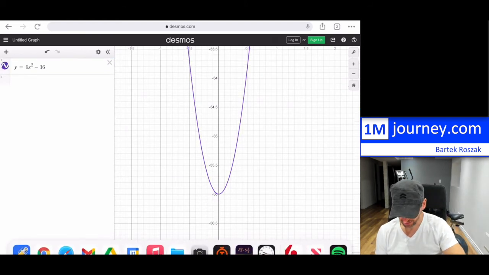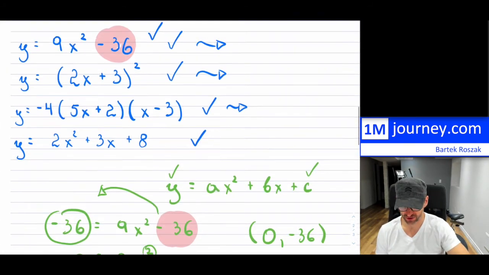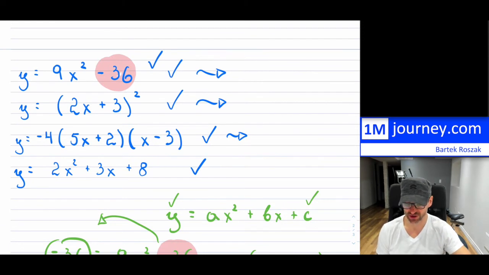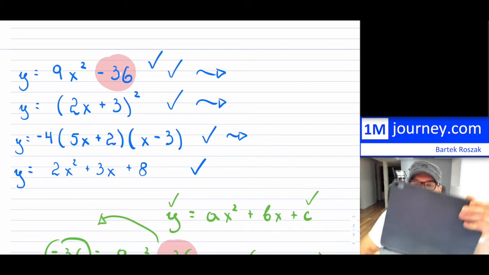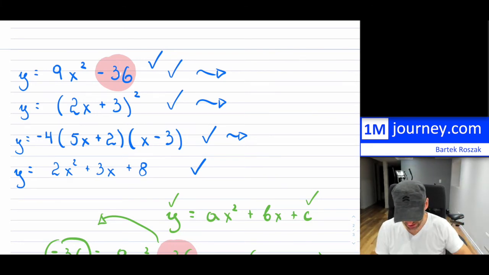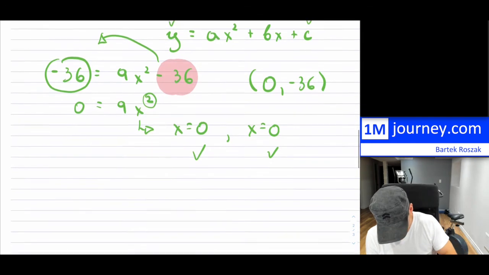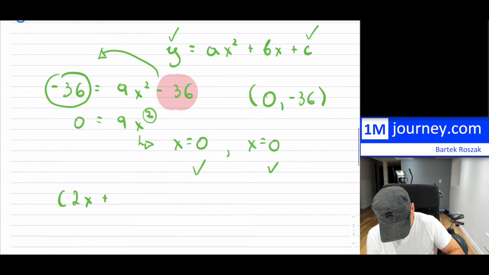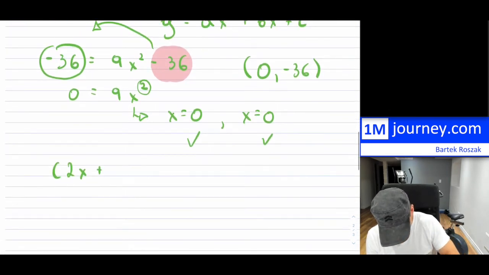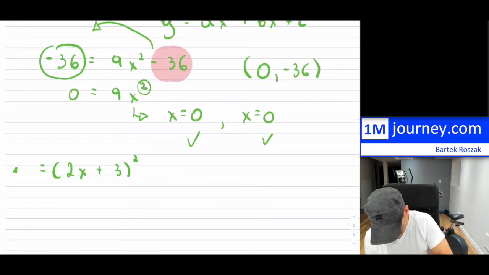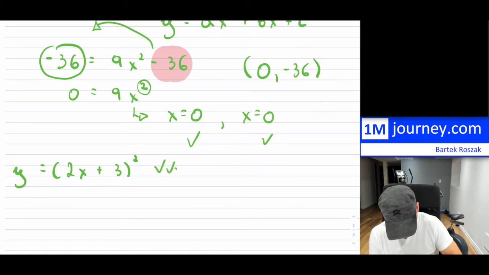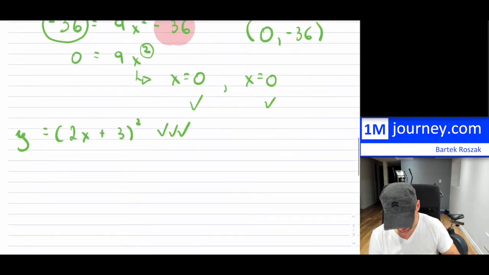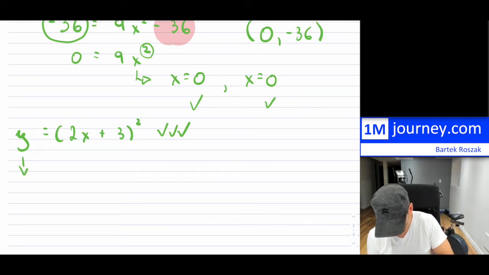Now, what about if it is a perfect square? If I go back here and take this (2x plus 3) squared, how would I work that out? I don't have to expand this out necessarily. For the second one, (2x plus 3) squared is equal to y. And again, because this is already a perfect square in its factored form, in this case, I can just set y equal to 0.